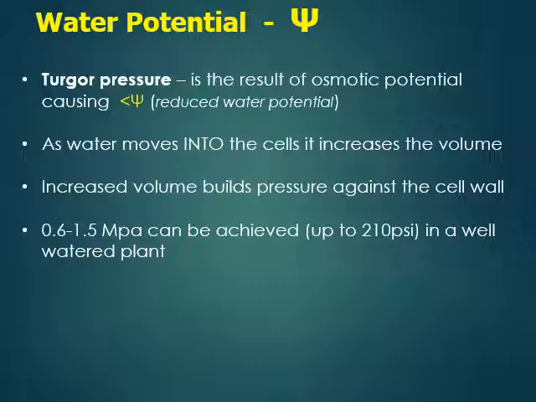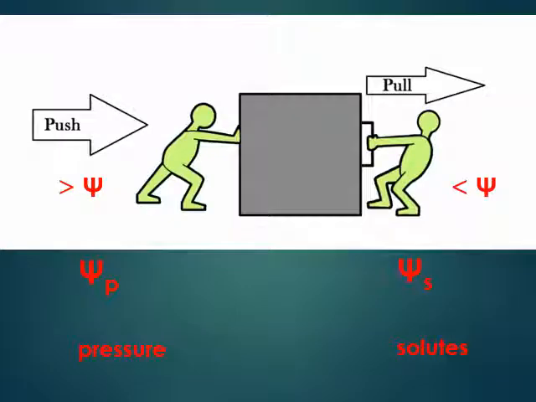And as far as actual pressures that are exerted, up to 210 psi on the cell walls, which is pretty fantastic. That's a lot of pressure. So again, just another picture. We go from high water potential to low water potential. So when you have sugars dissolved in the cells, it creates a low water potential.